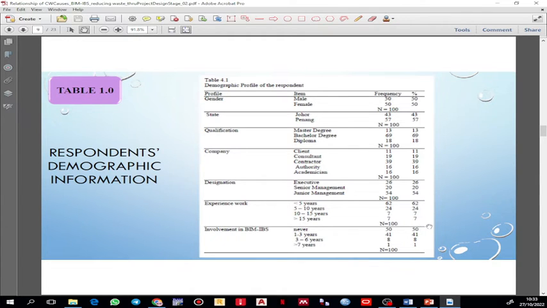From this demography, we can see that the majority of my respondents have less than 5 years of experience. And then involvement in BIM IBS: the majority of respondents are still not involved in BIM IBS practice. Only 10% have experience in BIM and IBS.